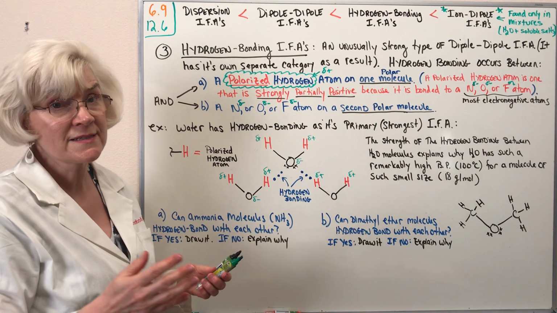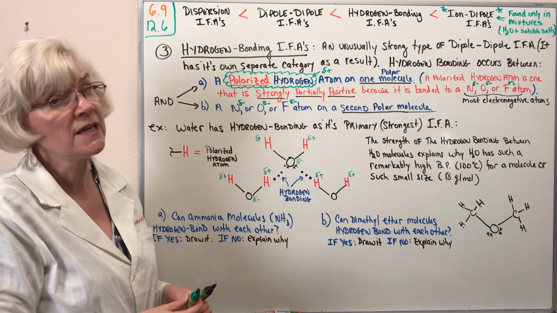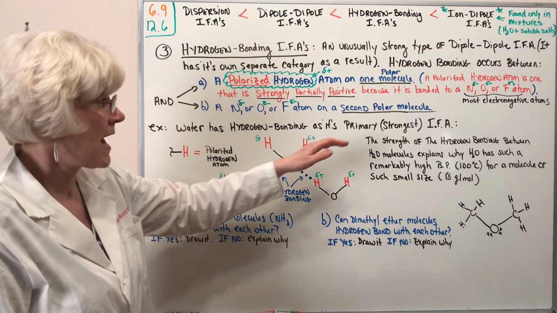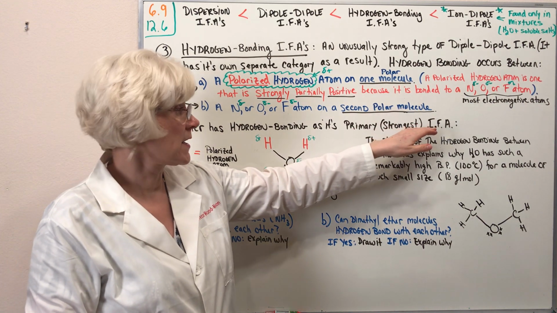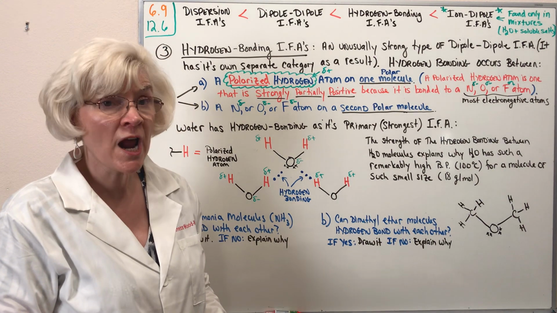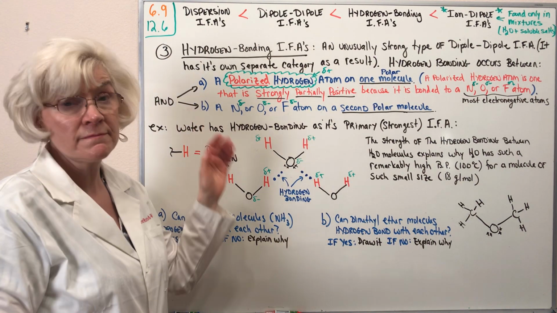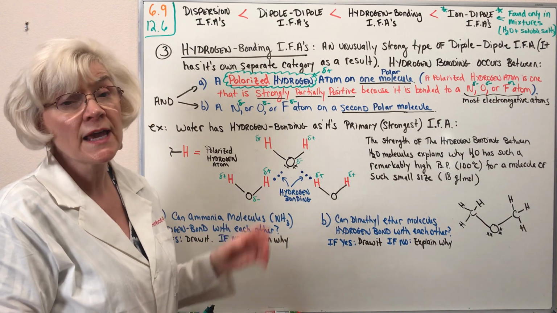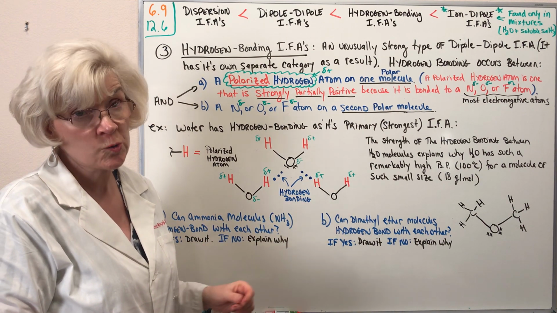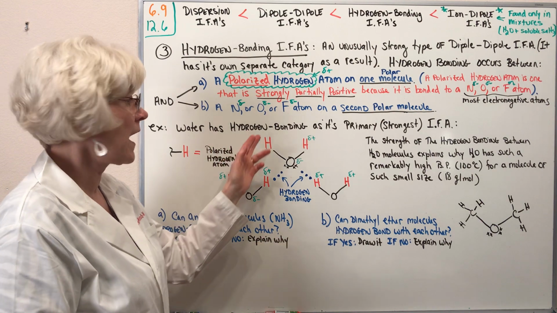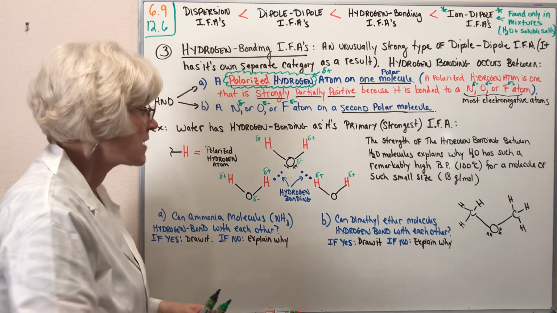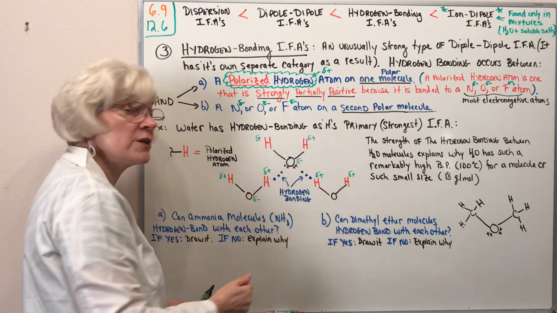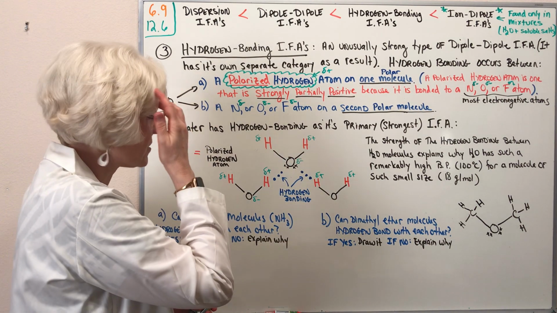The premier example of hydrogen bonding is water. Water has hydrogen bonding acting as its primary or strongest intermolecular force of attraction. And recall that dispersion IFAs would also be present in water, but they are not the primary or strongest intermolecular force. Hydrogen bonding is. So let's take a look at how we recognize hydrogen bonding, or how you would draw it if you were asked to do so.